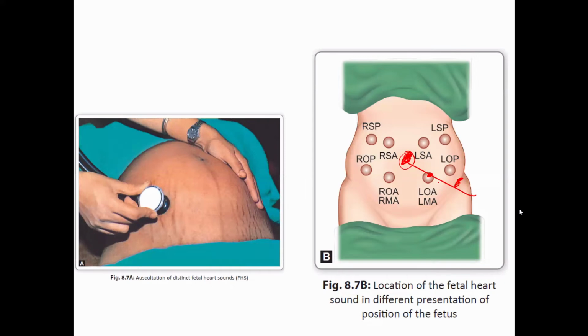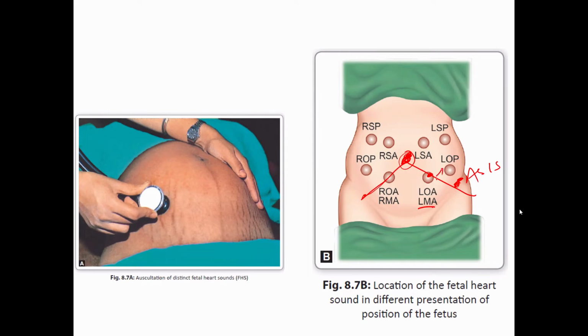If the position is left occipital anterior or left mento anterior, if it's a face presentation, also you'll locate the fetal heart sound over this midpoint between the umbilicus and the anterior superior iliac spine. If it's right, then in the same position, in case of right occipital anterior or right mento anterior. In case of posterior position, left occipital posterior or right occipital posterior, beyond that line.